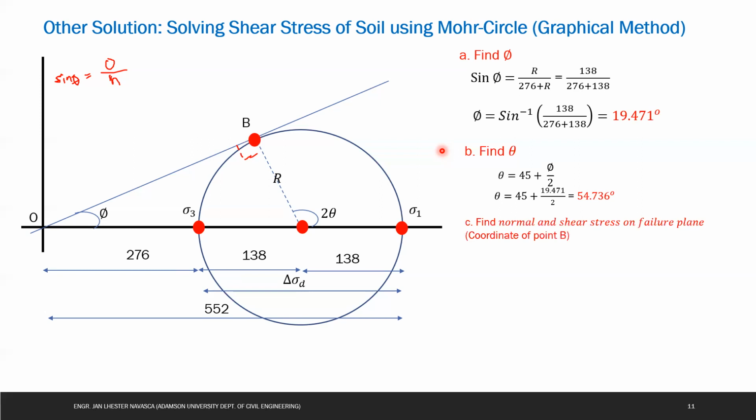Okay. Then the next problem is find the normal and shear stress on the failure plane. So we know, class, that this is our failure plane, this one, the line from the center to point of tangency B. So what the problem is looking for is the normal and shear stress at that failure plane. So basically, the problem is asking what is the coordinate of your point B in the Mohr circle. What is the x and y value? Your x value corresponds to the normal stress at failure plane, and your y value corresponds to the shear stress on failure plane. Okay, so how are we going to find the coordinate of point B? How can we find it?